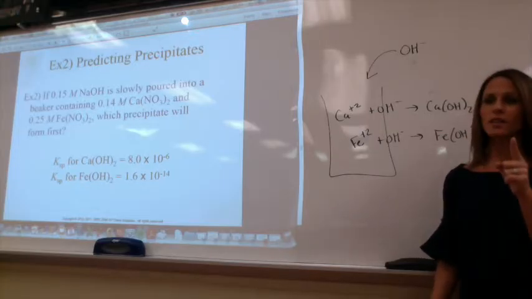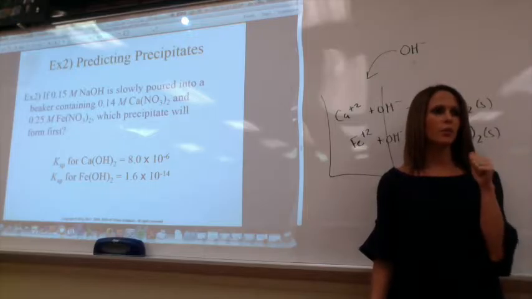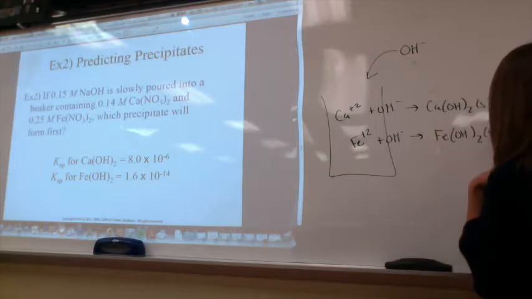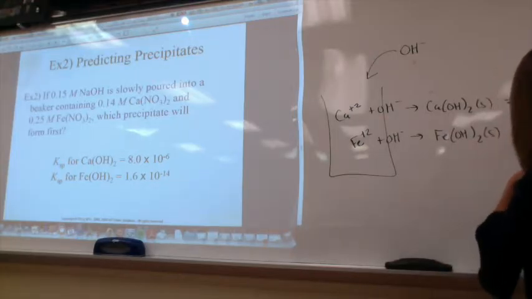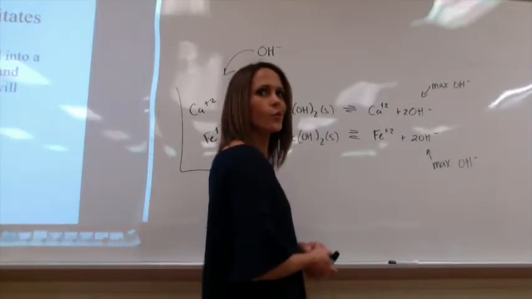So I could do this. I could calculate Qs and compare and do all that, but what's common to both of these compounds? OH, hydroxide. So if I want to compare them, I really could just say, well, what's the maximum concentration of hydroxide that can be floating in this solution before it precipitates out? This has some sort of max OH concentration, and this has some sort of max OH concentration. Do you understand why I'm saying it has a max? No?